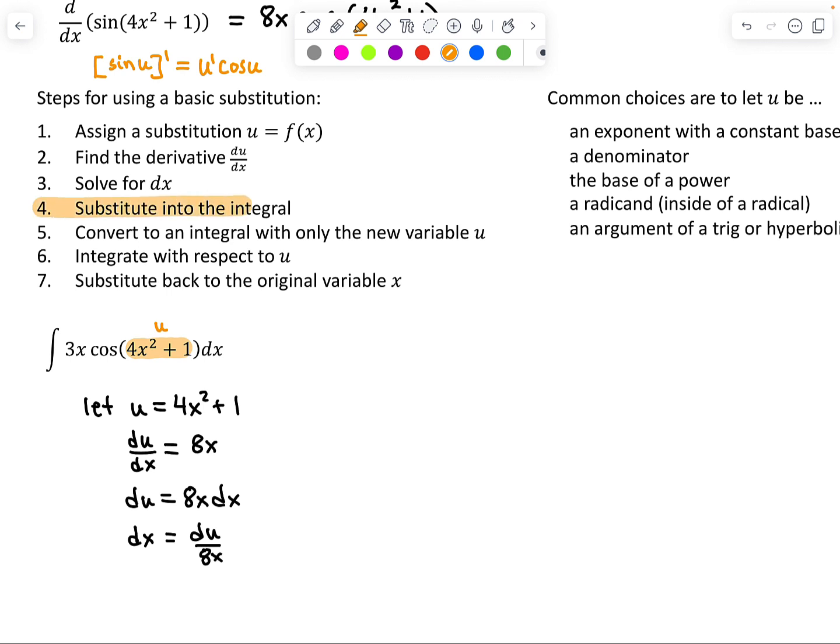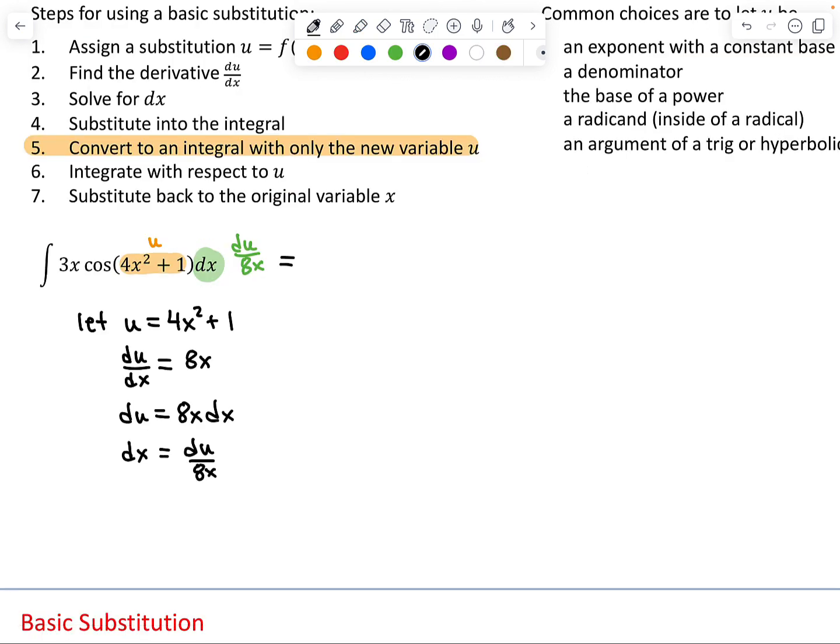And now I want to substitute into my integral. Well, I've already highlighted orange, what I'm calling u. I also want to substitute on this differential, dx, and convert it to du over 8x. And now we will work on step 5. We're going to convert to an integral with only the new variable u. And that includes the differential needs to go from dx to du. So this integral can be changed into 3x times a cosine of, and my argument becomes u, and there's multiplication here, and the dx becomes du over 8x.